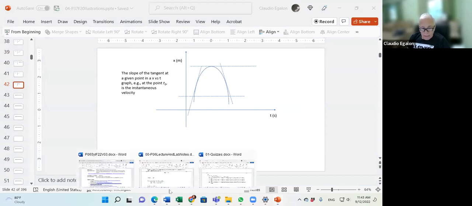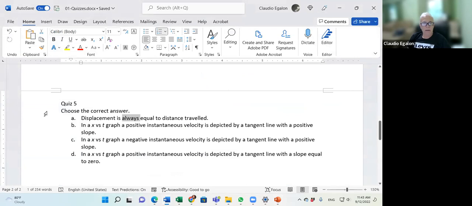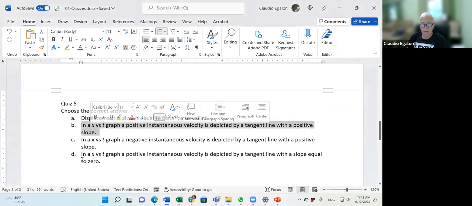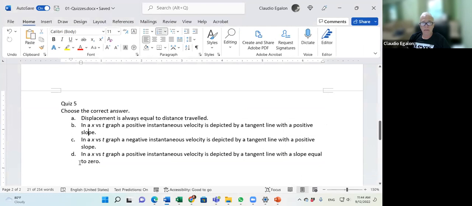So let's go back to my quizzes. Choose the correct answer. Displacement is always equal to the distance traveled. No, it's not always. Sometimes it's equal, but most of the time it's not. In an x versus t graph, a positive instantaneous velocity is depicted by a tangent line with a positive slope. Yes, positive slope, that's the right answer. Positive slope of the tangent line means positive instantaneous velocity for an x versus t graph. The other two are incorrect. That's quiz number 5.